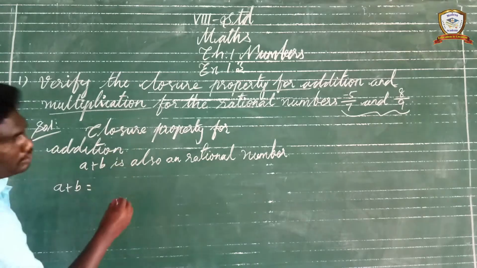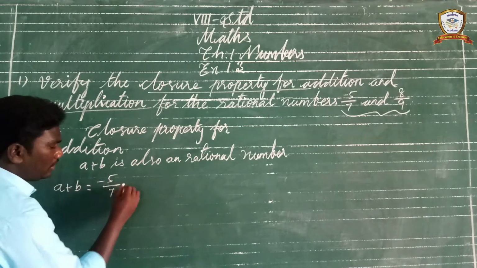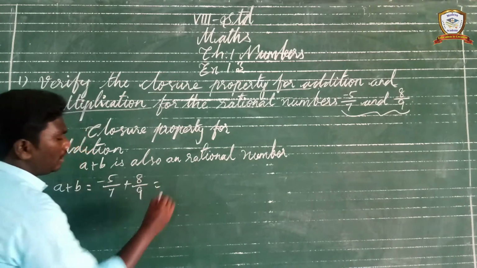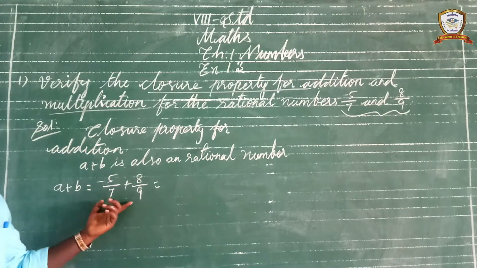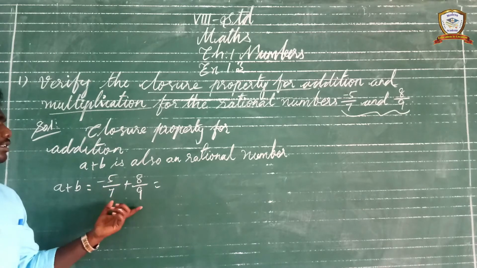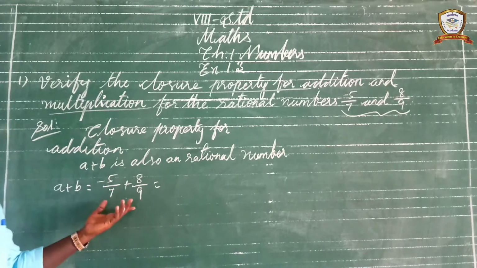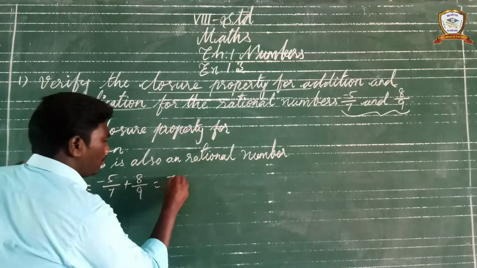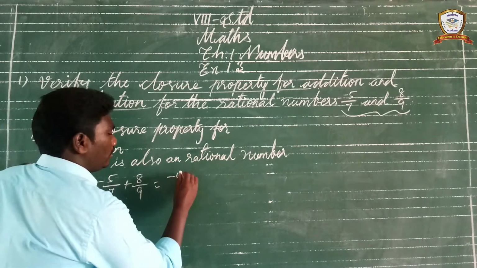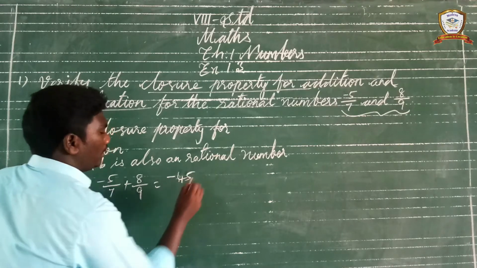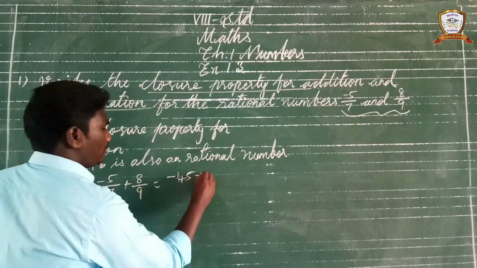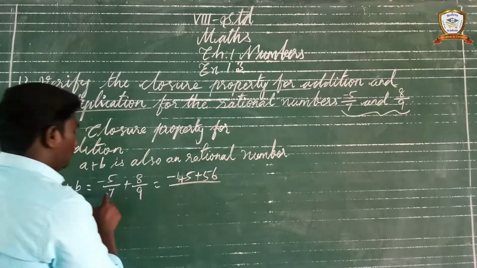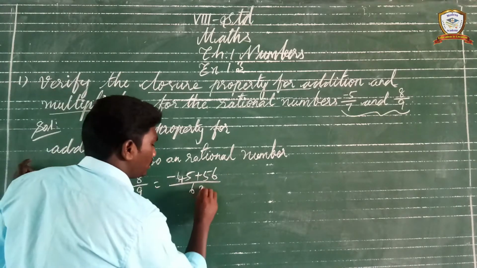Here A is minus 5 by 7, plus B is 8 by 9. Here these two rational numbers you want to add, but the denominators are not the same. So you take LCM or cross multiplication. So I take cross multiplication. Minus into plus is minus, 5 nines are 45. Next plus into plus is plus, 7 eights are 56, divided by 9 sevens are 63.